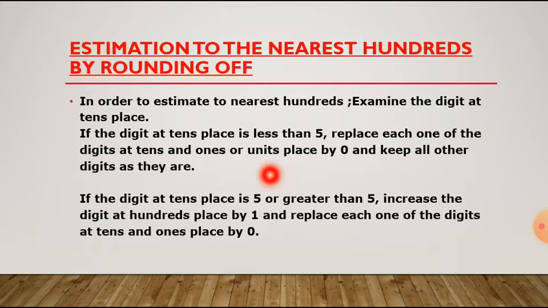And if the digit at tens place is 5 or greater than 5, then you increase the digit at hundreds place. So you have to go to the next place, that is the hundreds place, and you add 1, and replace each one of the digits at tens and ones place by 0. So there you can add 1 and then change tens and ones places by 0. Okay, I will show you some example questions so that it will be easier then.